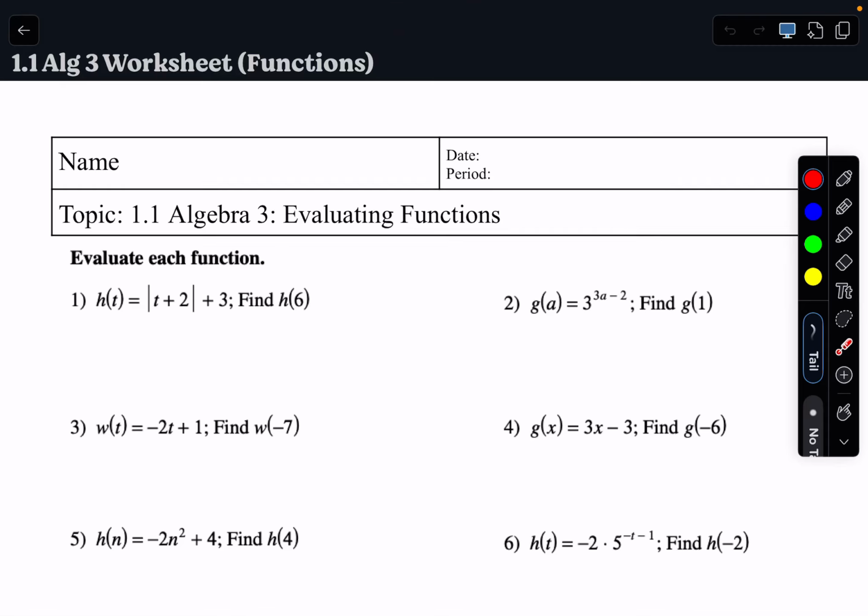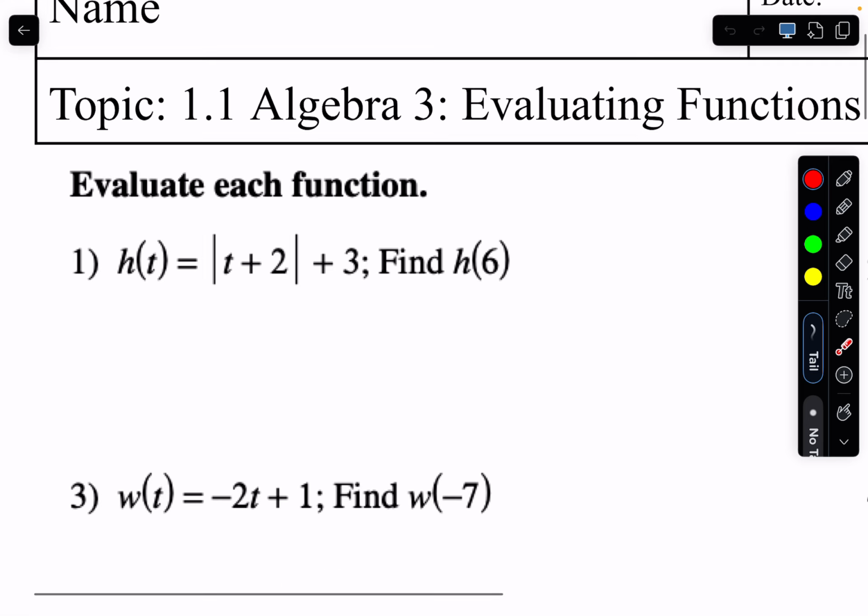So let's do 1 and 2 together, okay? So in number 1, we are evaluating the function. If you want to write at the top of your page "1-1 worksheet" or "1-1 functions worksheet," whatever you want to say, so then you have a notice to what it is. The first problem, we're going to plug in 6.